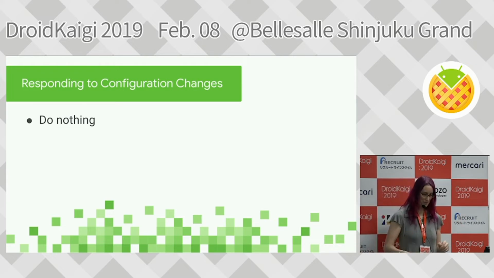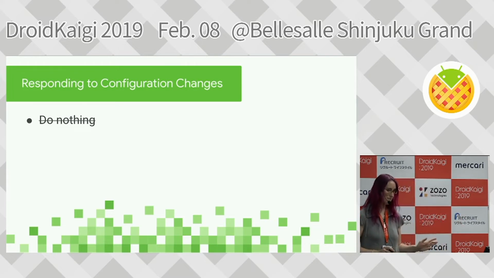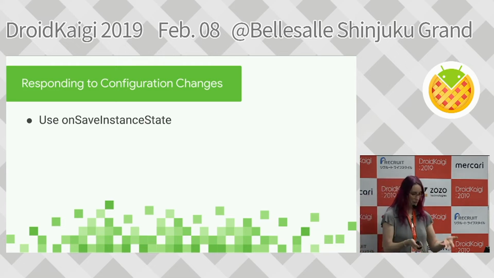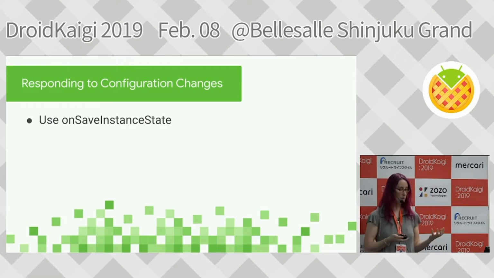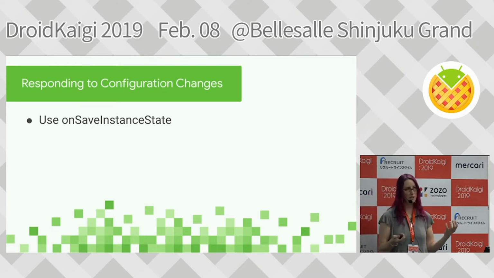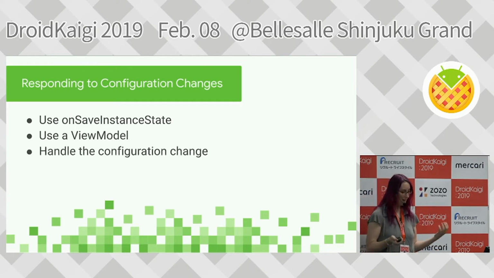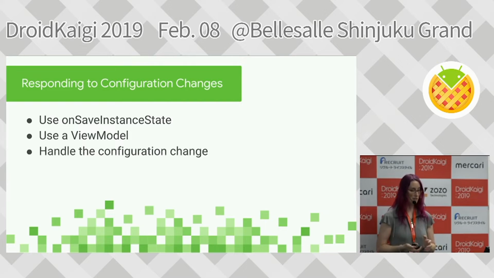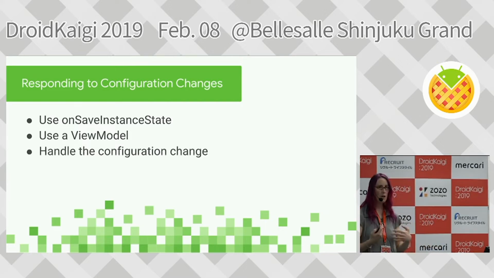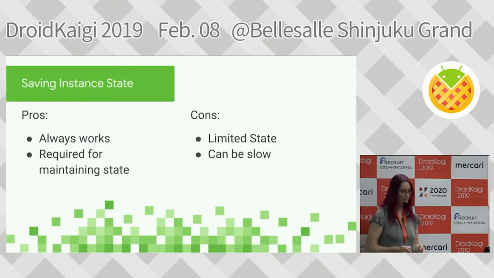So maybe not do nothing. There's three general ways that you can handle configuration change. You can use onSaveInstanceState, you can use the ViewModel, or you can try to handle the configuration change yourself. So let's go and take a look at each of these.